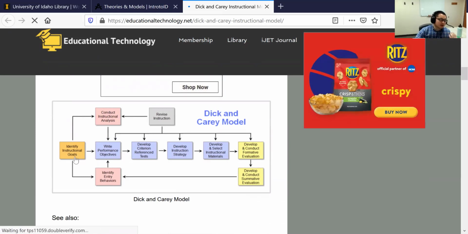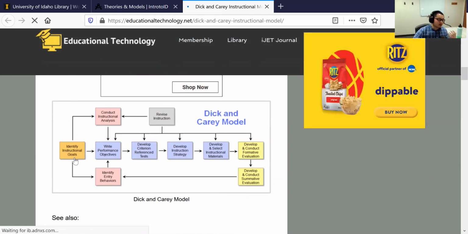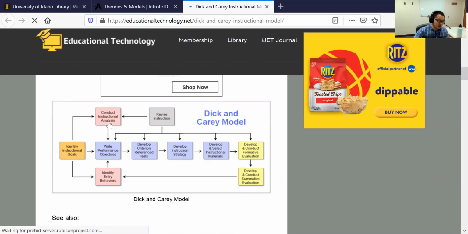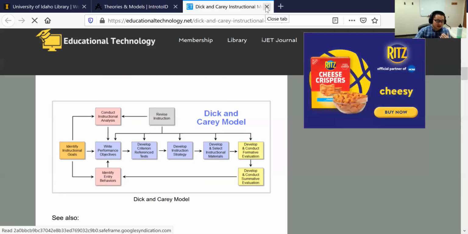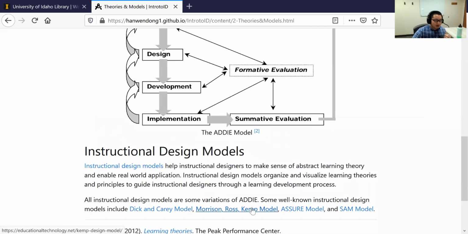First we need to identify instructional goals, conduct some instructional analysis, and identify entry behaviors. Those are all part of the analysis in the ADDIE phase. And then when we develop tests and strategies, those are all part of the development phase. Evaluation is the same as the evaluation phase in the ADDIE model.